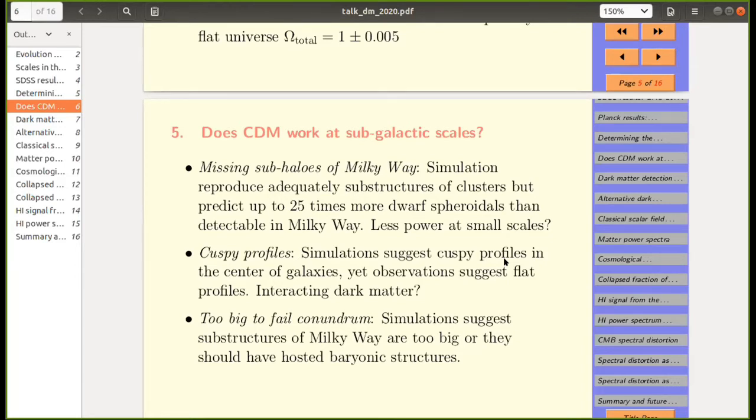There is the cuspy profile problem. Again, simulations suggest cuspy profiles, but observations suggest it's flat. It could be owing to interacting dark matter. It could be just owing to baryonic features. The point is it may have nothing to do really with dark matter.